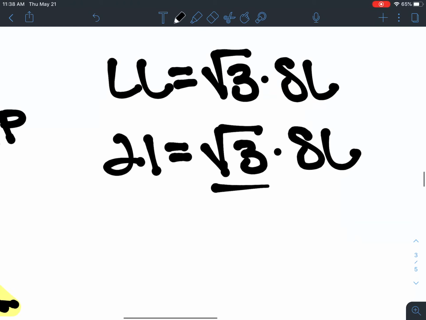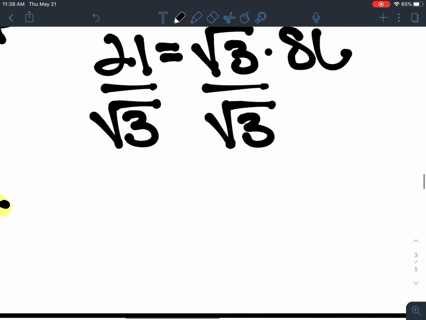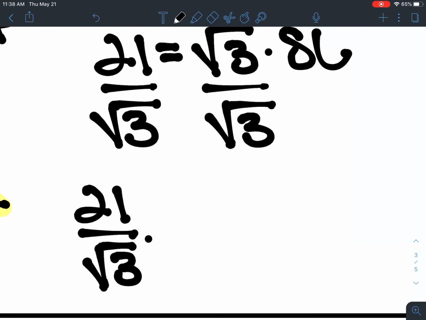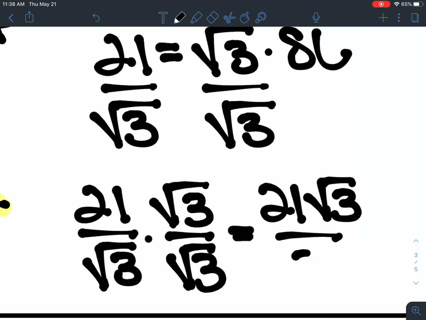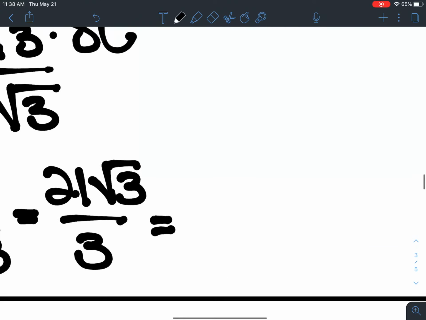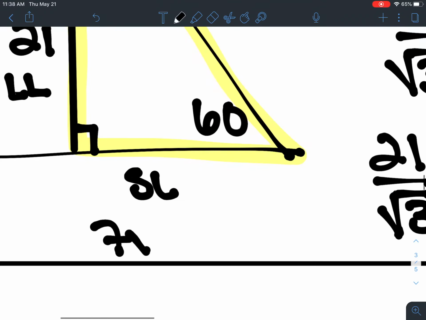We're going to divide out the square root of 3, and then we're going to rationalize it. So we're going to get 21 over the square root of 3 multiplied by the square root of 3 over the square root of 3. We get 21 square root of 3 over 3, which simplifies into 7 root 3. Okay? So then our short leg is 7 root 3.